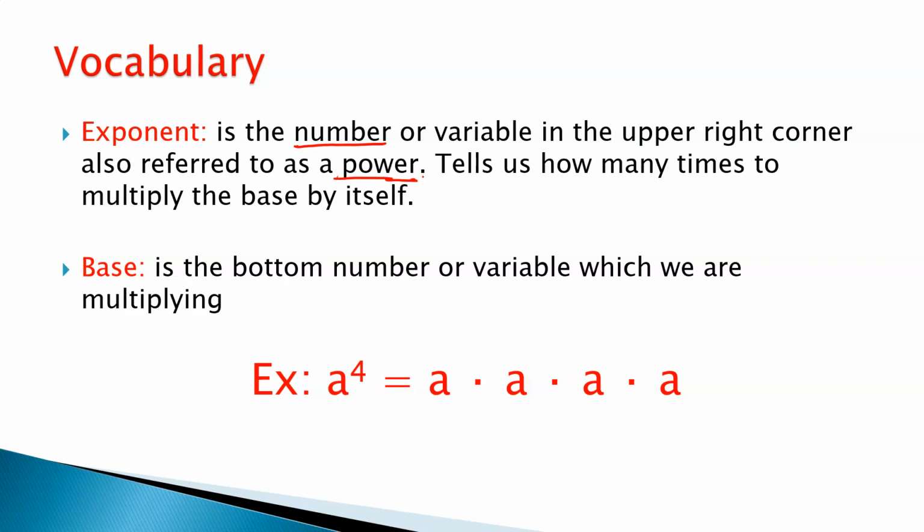I'll say something like 2 to the fourth power. The exponent is 4. It's kind of awkward, but we normally say 2 to the fourth power. Power and exponent are referring to the same thing. And again, it tells us how many times to multiply the base by itself. So what the heck is the base? Well, the base is the bottom number or the variable which we are multiplying. All right, so your base in this example here, if I can highlight it.